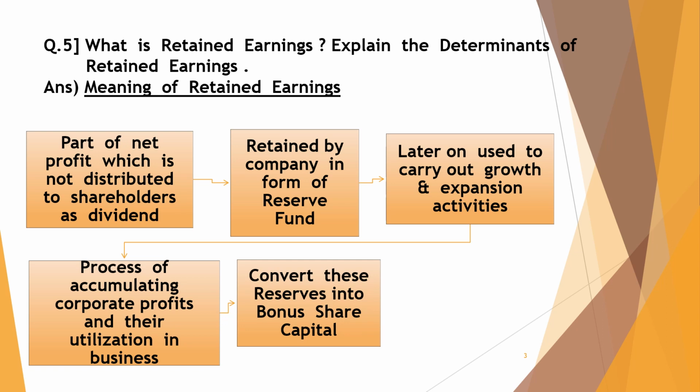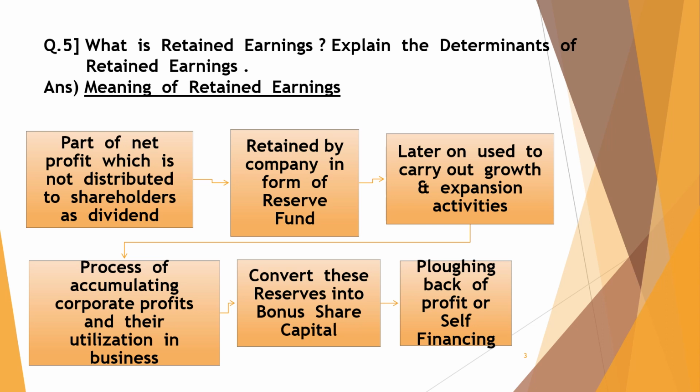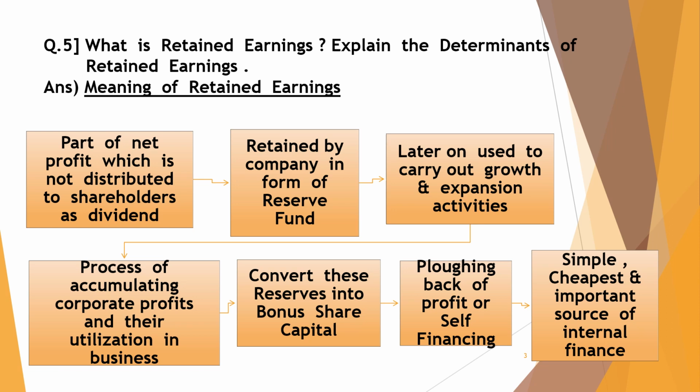Further, the company can also convert these reserves into bonus share capital, and thereby it can capitalize its profits. So whenever the company issues bonus shares, in that case this amount of retained earnings is capitalized. That is, the retained earnings or the retained profits get converted into bonus share capital. Thus, capitalization of profit by issue of bonus shares is also known as plowing back of profit or self-financing. Retained earnings is considered to be the most simple, cheapest, and an important source of internal finance. So retained earnings plays a very important role not only in the growth and expansion activities of a business organization, but it also equally helps in converting the reserves into bonus shares.